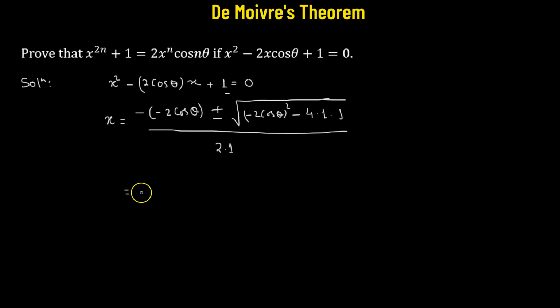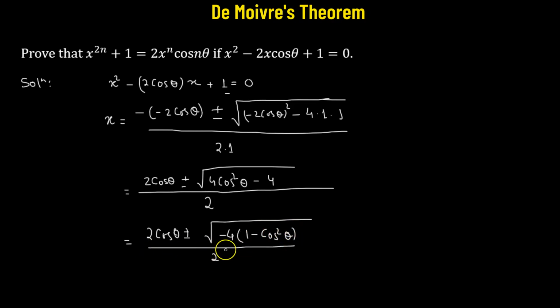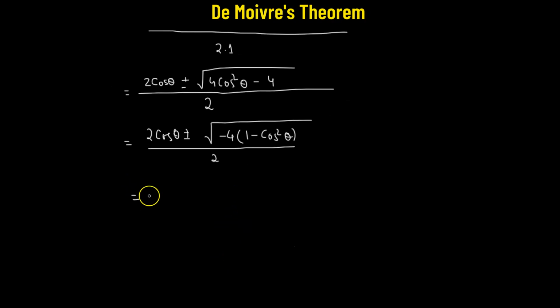So we now have 2 times cosine of theta plus or minus, so within the square root we'll have 4 times cosine squared theta minus 4, divided by 2, which will be 2 times cosine of theta plus or minus. So what we'll do, inside the square root we'll take negative 4 as the common factor, so we'll have 1 minus cosine squared theta whole divided by 2. This gives us 2 times cosine of theta plus or minus.